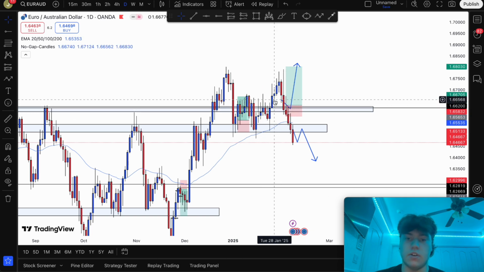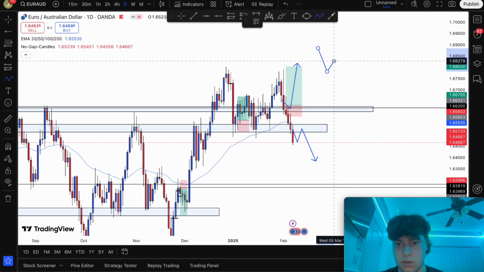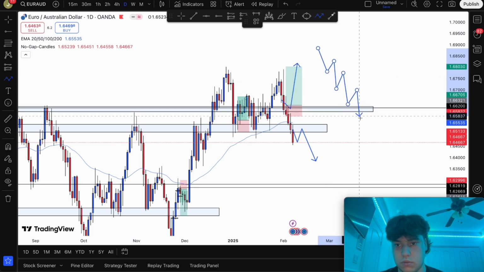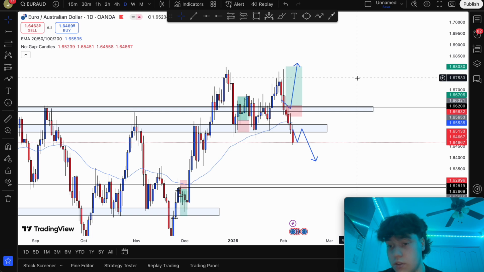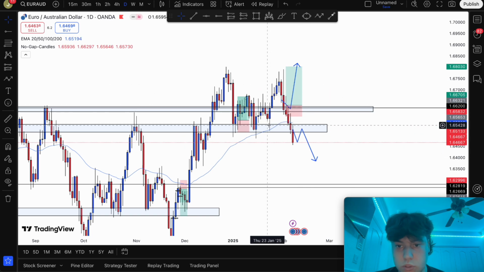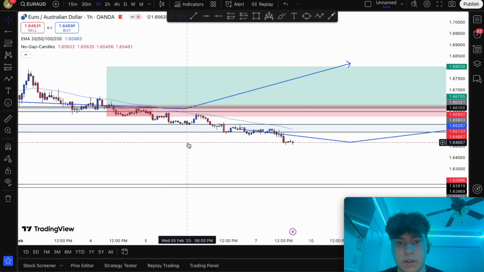So that's another confluence. We shifted structure, and we're also coming down to retest the previous structure, because price could make a lower low, lower high, lower low, or vice versa to the upside. So that's another confluence. Another confluence is that we're above the EMA. So we're above the EMA. Perfect. That's how we're looking on the higher time frame.